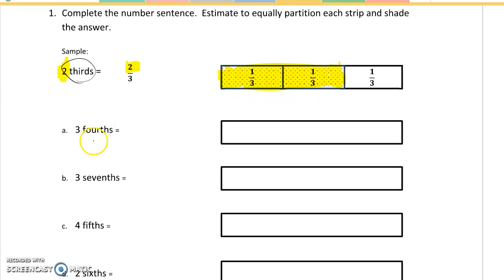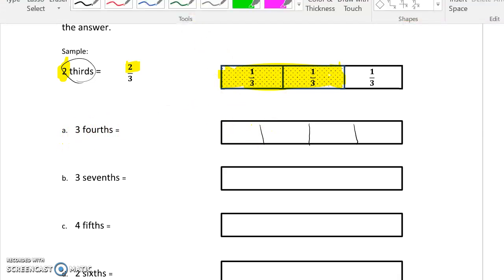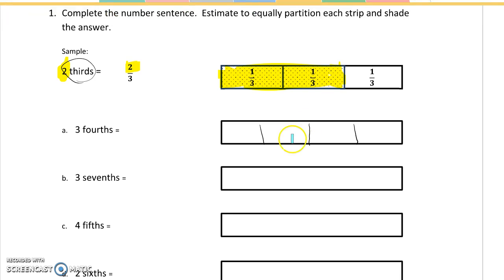3/4. Well, we have the word fourth. That tells me I need 4 total pieces. So I'm going to break it in half first, then break these two into halves themselves. And now I've got fourths. How many do I highlight or color? This number right here. So I'm going to shade in. And again, I'm just going to kind of go back and forth to my colored pieces so you can actually see them. Okay, there's my 3 pieces I'm shading.